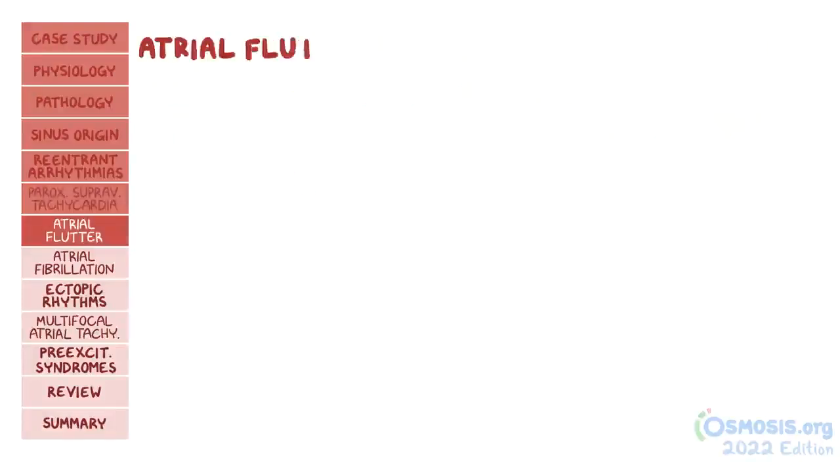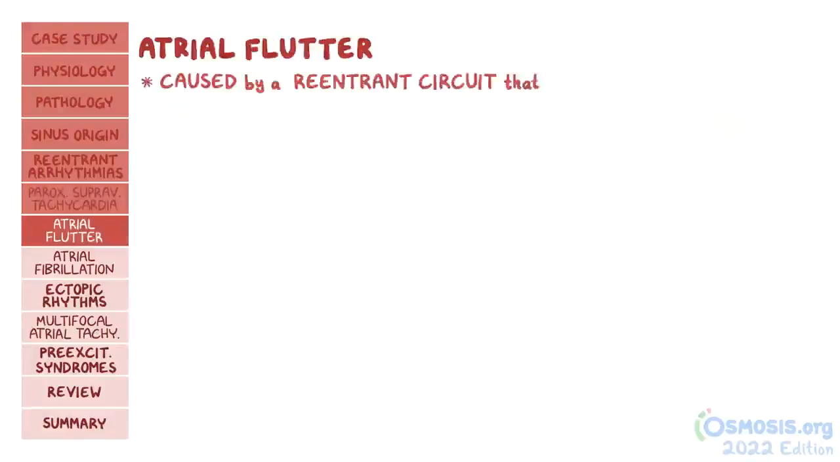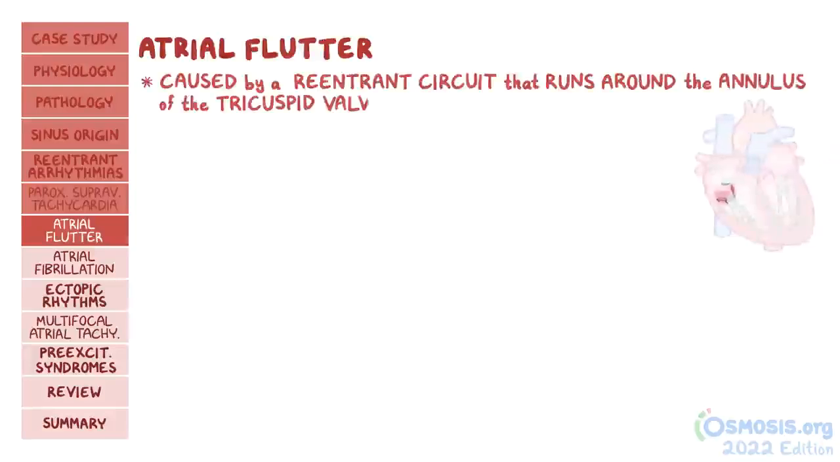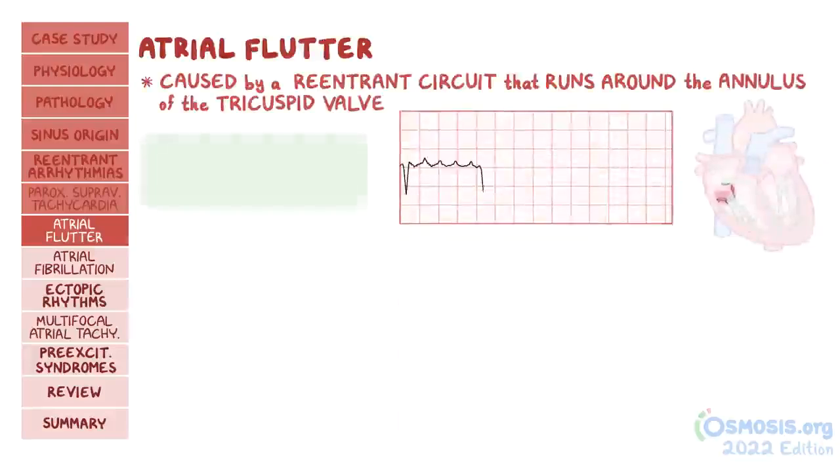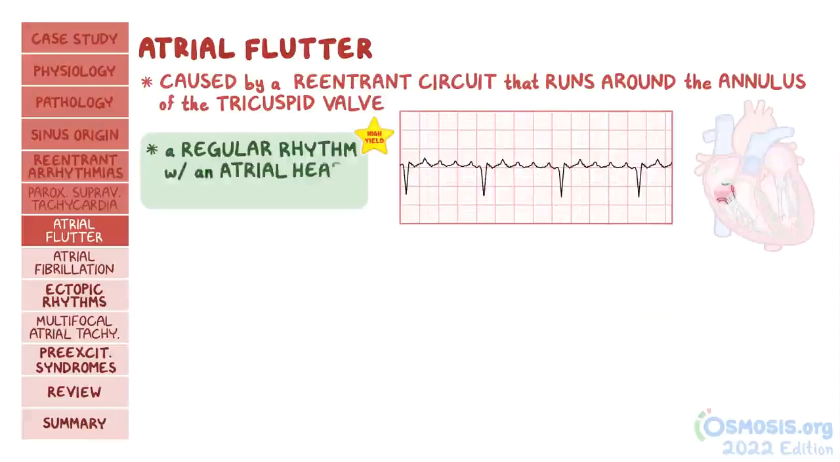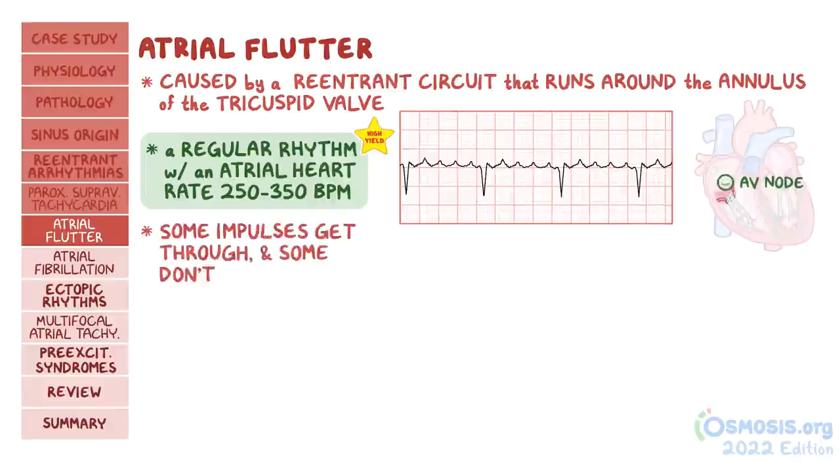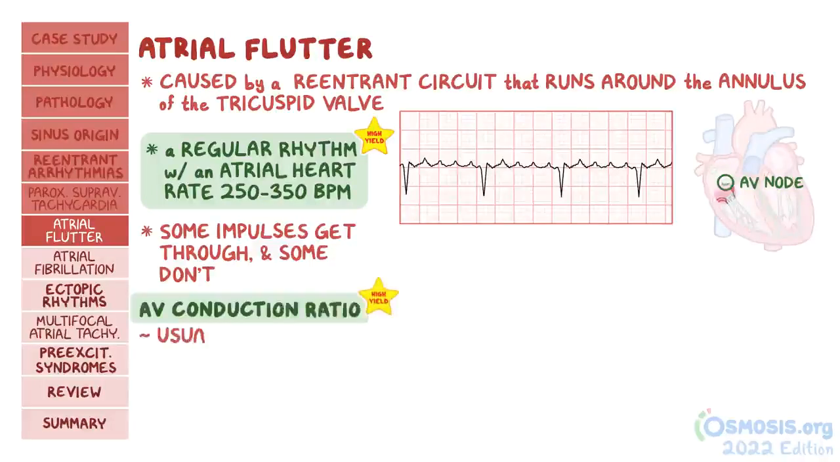Moving on, atrial flutter is usually caused by a re-entrant circuit that runs around the annulus of the tricuspid valve. On ECG, this usually appears as a regular rhythm with an atrial heart rate ranging between 250 and 350 beats per minute. Now, because of this super fast atrial heart rate, the AV node cannot handle all these impulses coming at it, so some impulses get through, and some don't. This generates what's called an atrial-ventricular conduction ratio, which is usually 2:1, meaning one impulse gets through to the ventricles and the next does not, and so on.